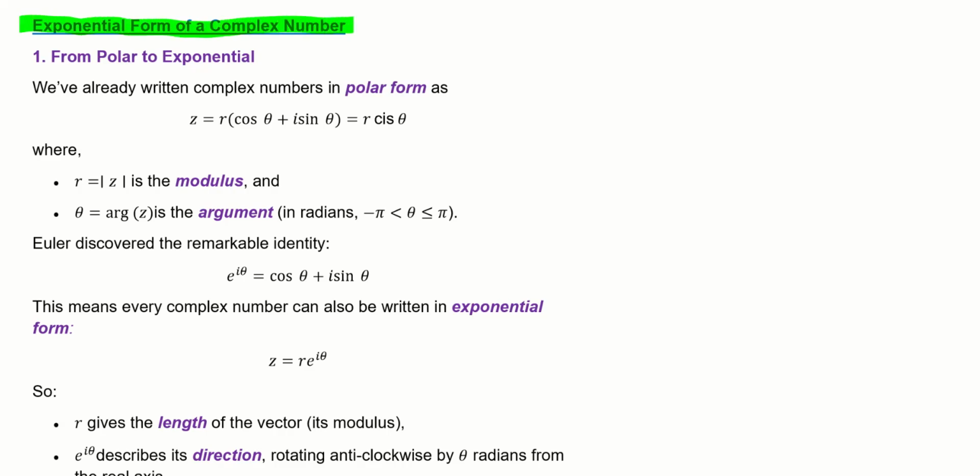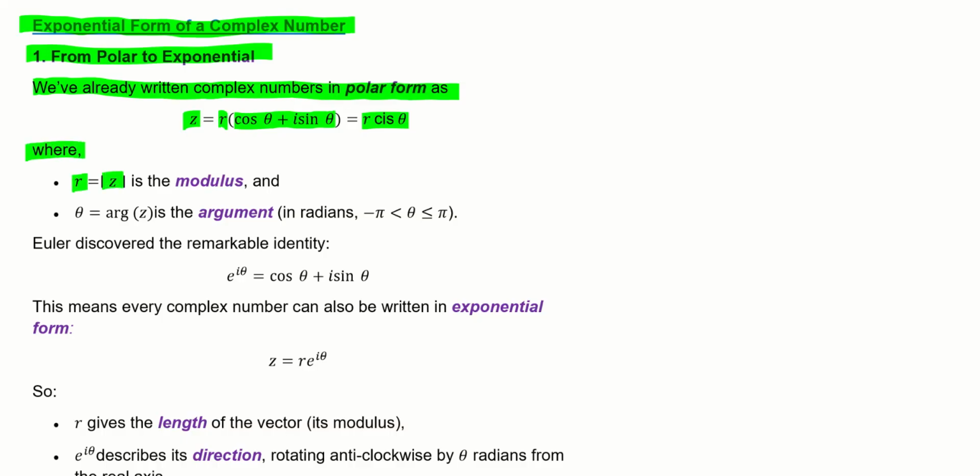Exponential form of a complex number. From polar to exponential. We've already written complex numbers in polar form as z equals r cos theta plus i sine theta, or using the contraction r cis theta, where r equals mod z is the modulus of our complex number, and theta equals arg z is the argument, which, as we've said before, is usually in radians between negative pi and pi, with negative pi not included and pi included.